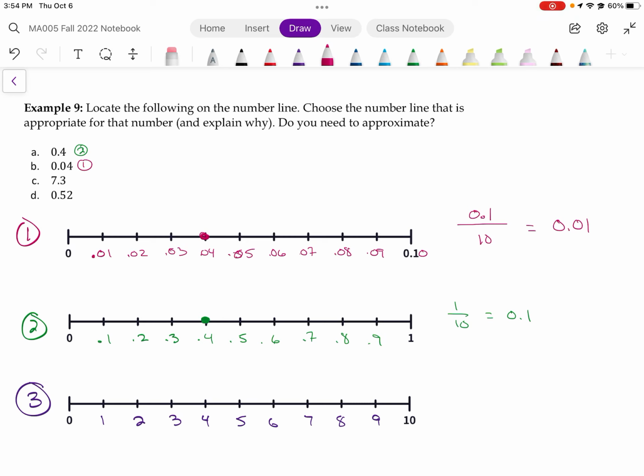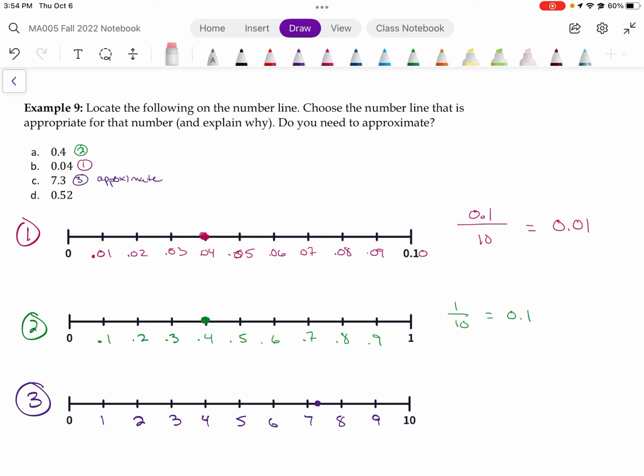All right, 7.3. Well, the first one only goes to 0.1. The second one only goes to 1, so we're going to have to use the third one. So this is the third one. 7.3, well, 7 is here and 8 is here, so 7.3 would be about right there. And yes, we are going to have to approximate. So I had to guess between the 2 points at about where it was.